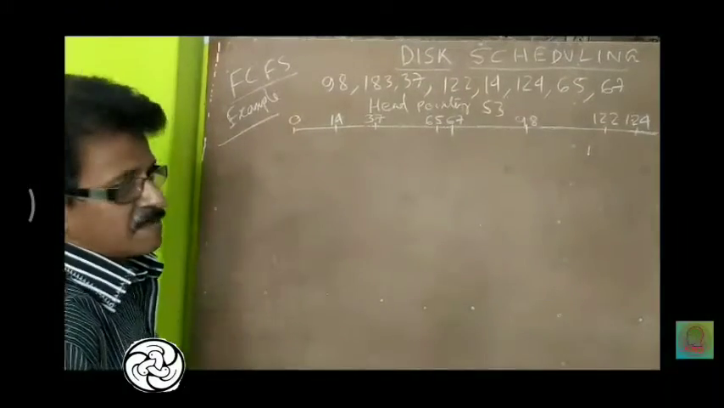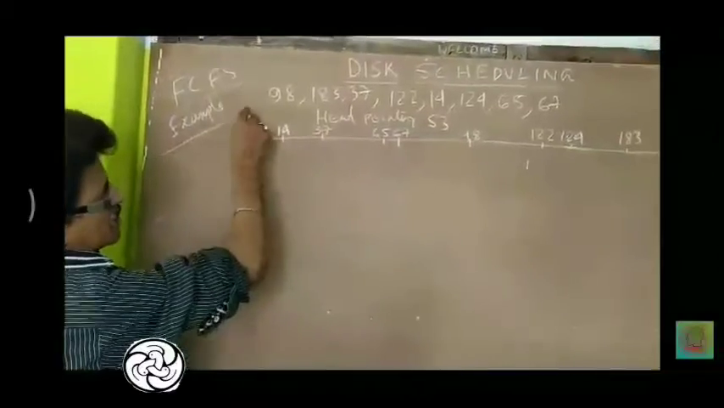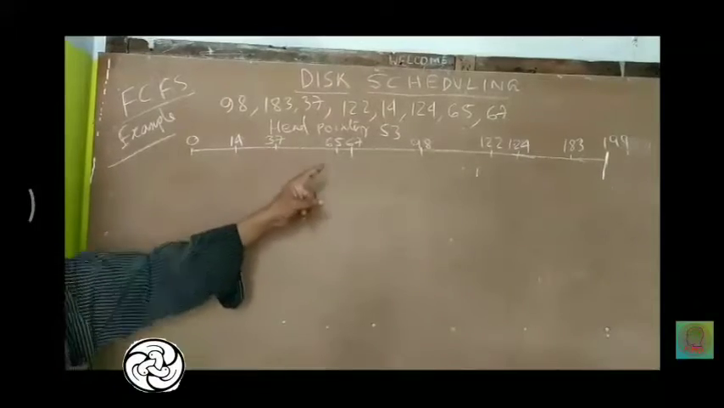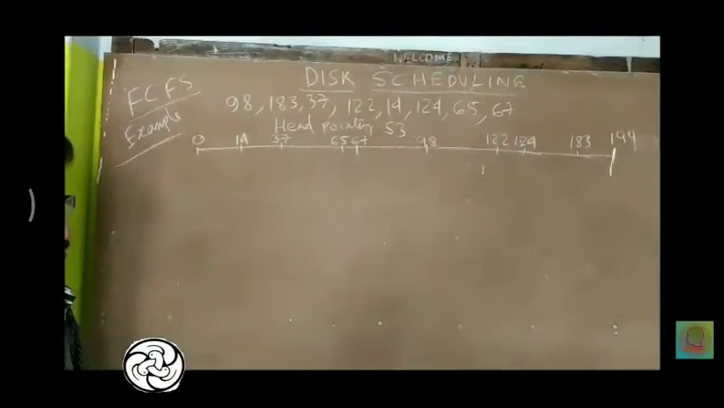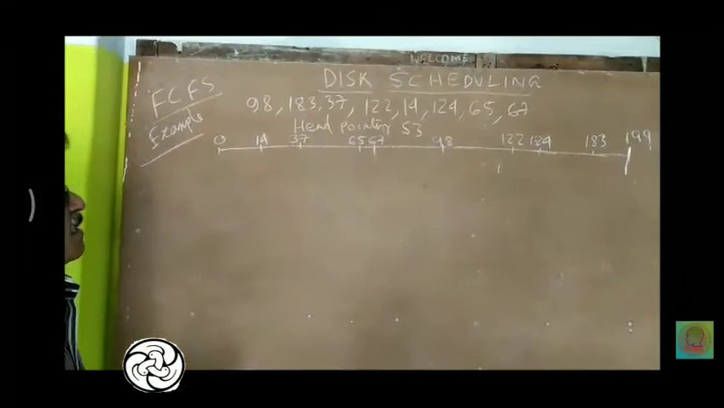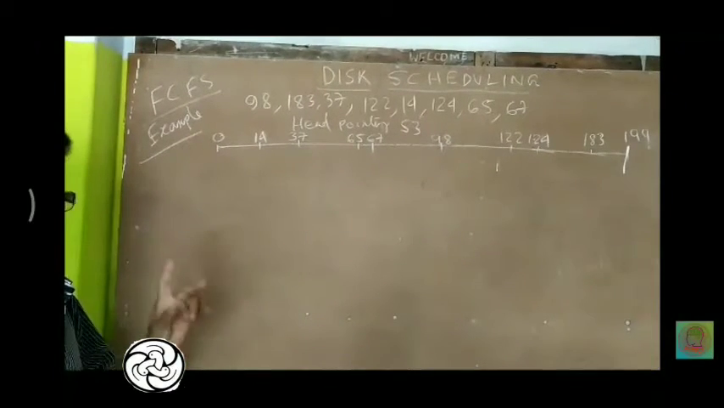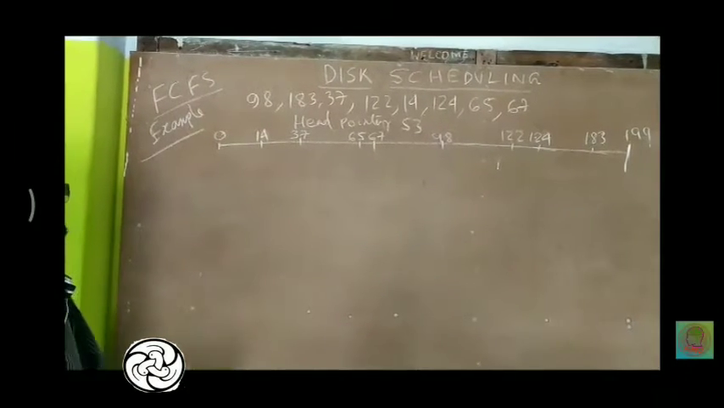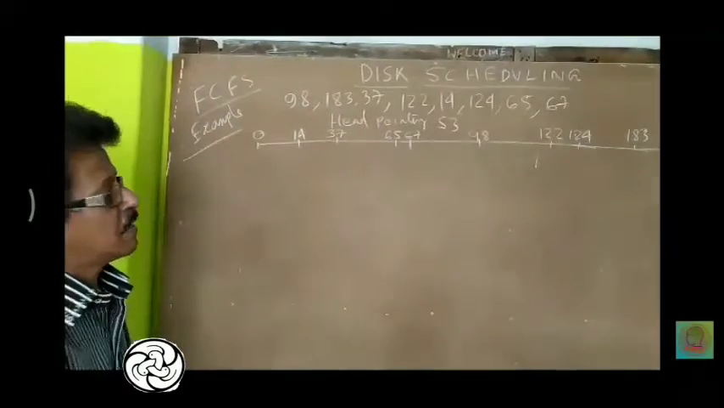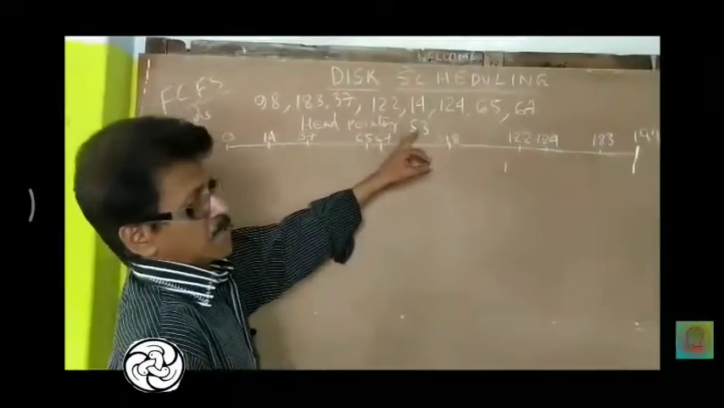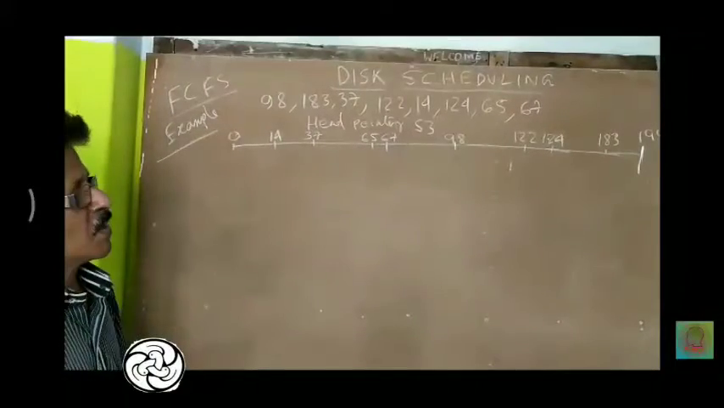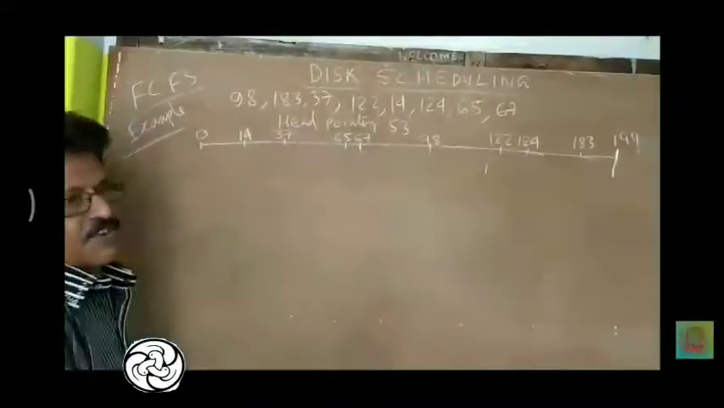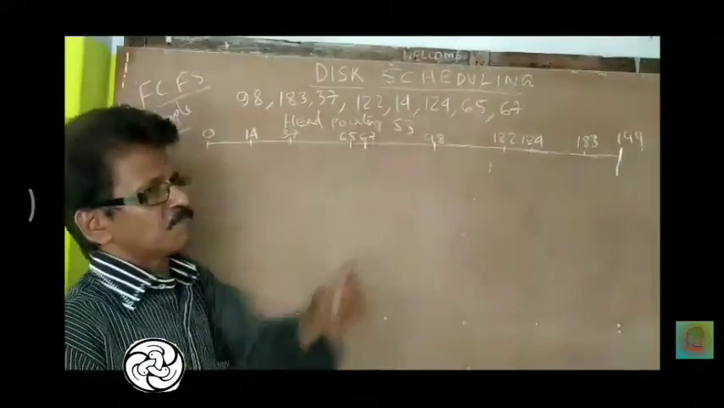The problem given here has different track numbers: 98, 183, 37, 122, 14, 124, 65, 67. And the platter contains a total of 200 tracks, that means tracks 0 to 199 are there. Currently the head is at the pointer 53, meaning track number 53. Now we have to visit all the tracks according to our queue.